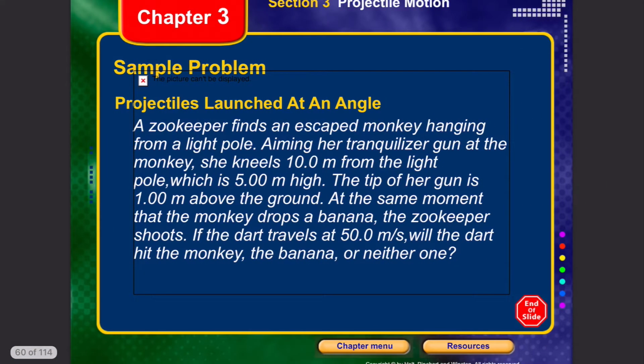So let's take an example and try to solve this problem. A zookeeper finds an escaped monkey hanging from a light pole. Aiming her tranquilizer gun at the monkey, she kneels 10 meters from the light pole, which is 5 meters high. The tip of her gun is 1 meter above the ground. At the same moment that the monkey drops a banana, the zookeeper shoots. If the dart travels at 50 meters per second, will the dart hit the monkey, the banana, or neither one?